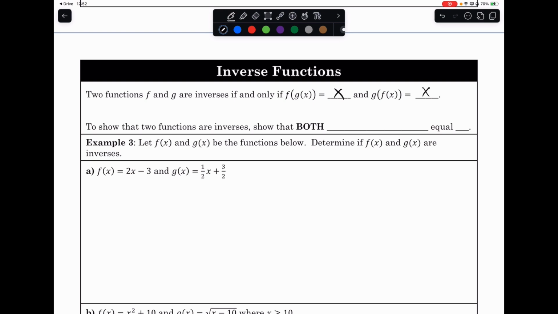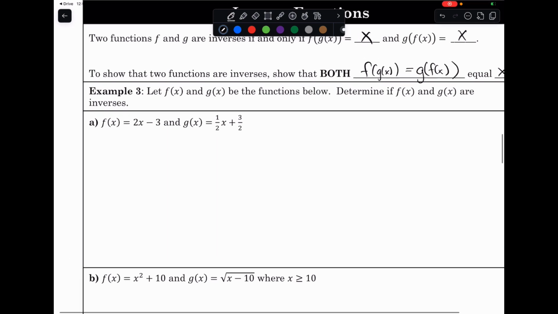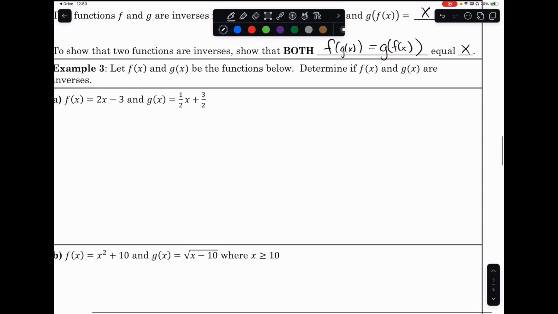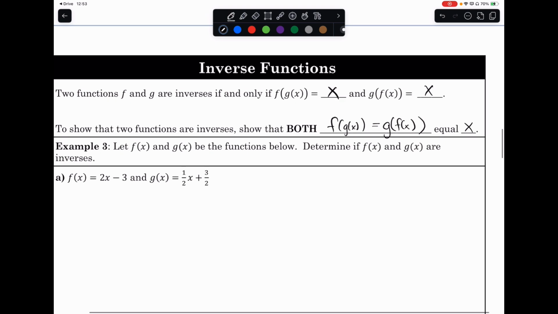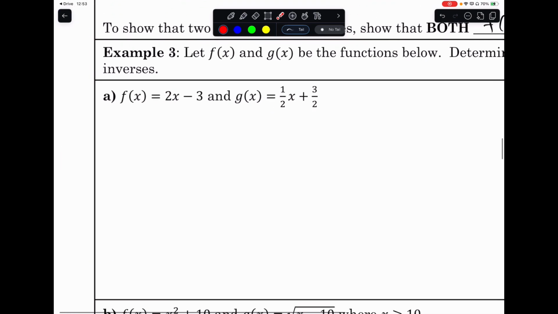Now, to show that two functions are inverses, we use this definition, and we show that both f of g of x and g of f of x both equal the variable x. So for example, let f and g be the functions below. Let's determine if f and g are going to be inverses. So by definition, again, two functions are inverses if this composition and this composition are true. So to prove that two functions are inverses, we're going to use that definition.